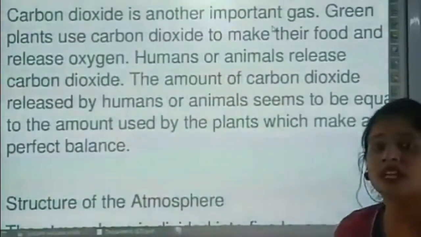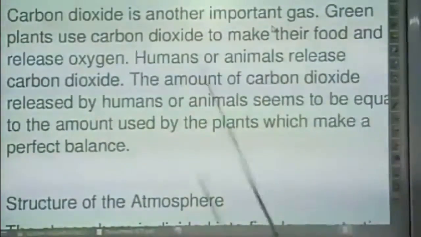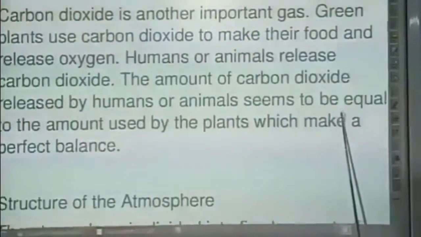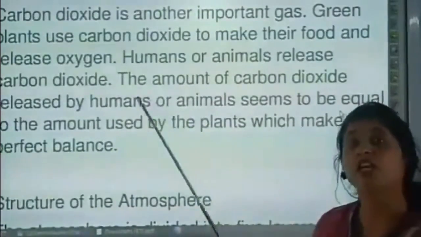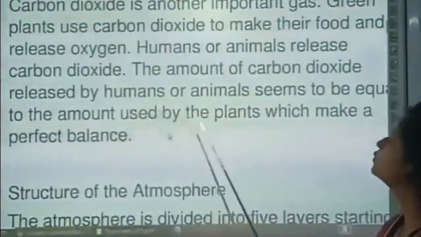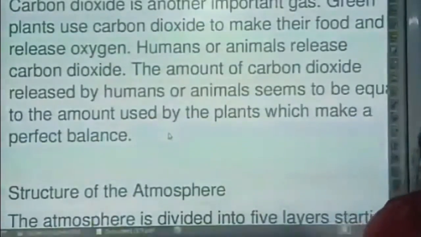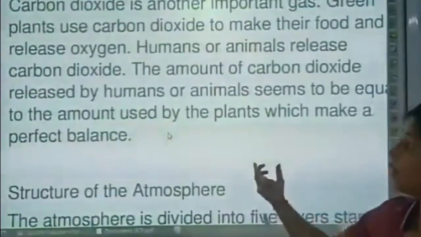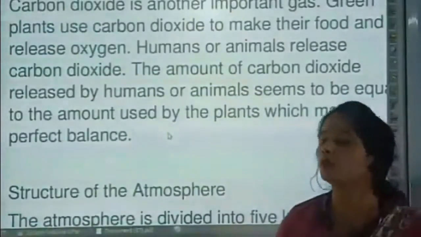So that carbon dioxide is used by the plants. The amount of carbon dioxide released by humans and animals seems to be equal, meaning humans and animals release carbon dioxide in a quantity equal to the amount used by the plants, which makes a perfect balance. If humans and animals give out the equal carbon dioxide, and plants take that carbon dioxide, what is happening? The balance is perfect.